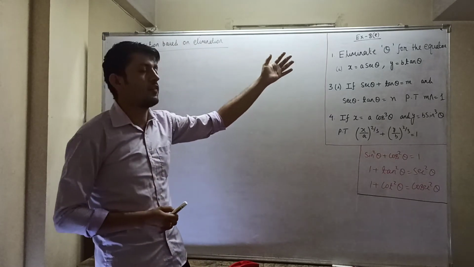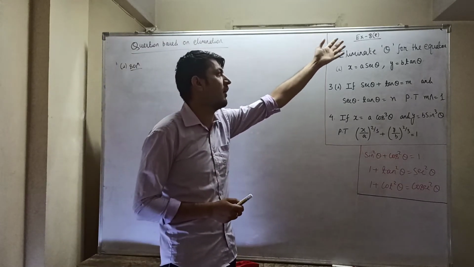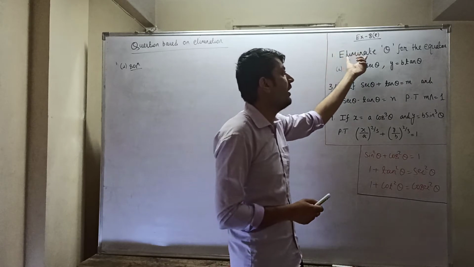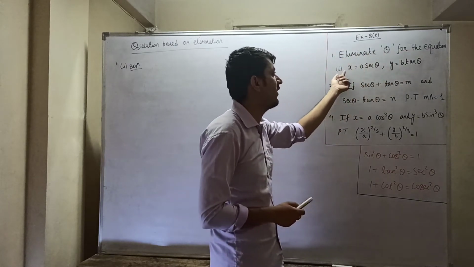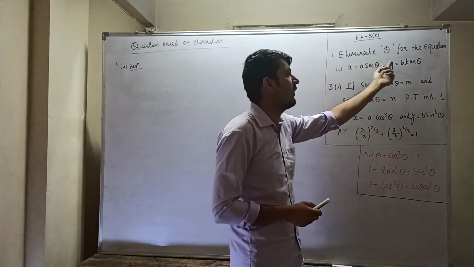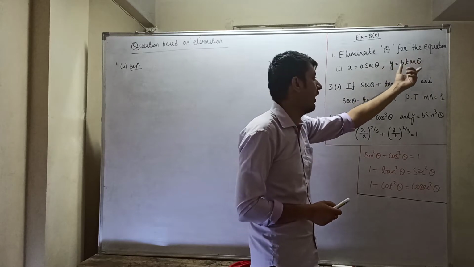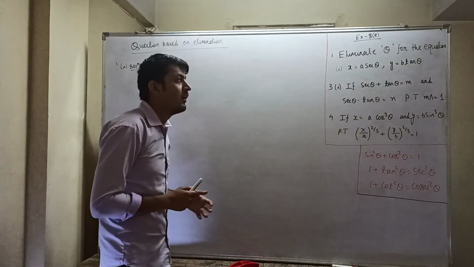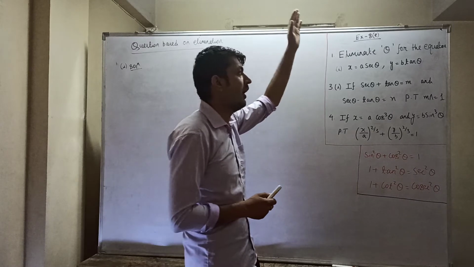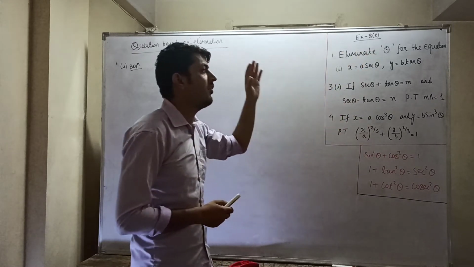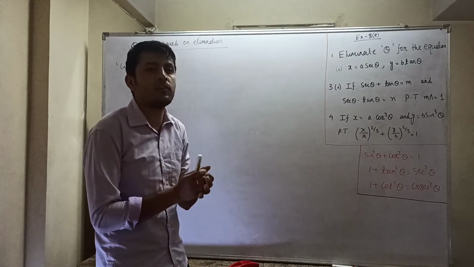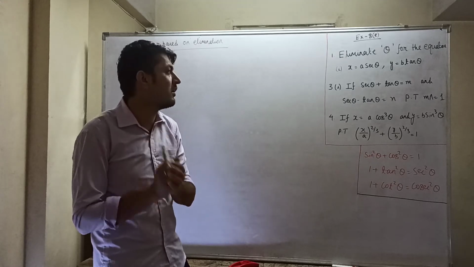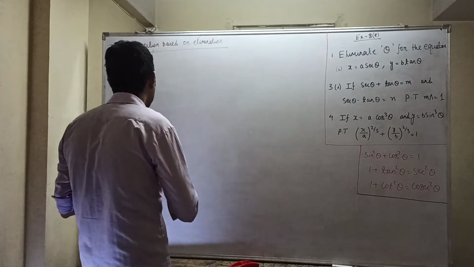So let us see some problems I have taken from your exercise 8e, question number 1. Eliminate theta for the equations x equal to a sec theta and y equal to b tan theta. So that is the first problem. You have to eliminate your theta. That means your aim is to get an expression which does not contain theta. Let us come to the solution of this.